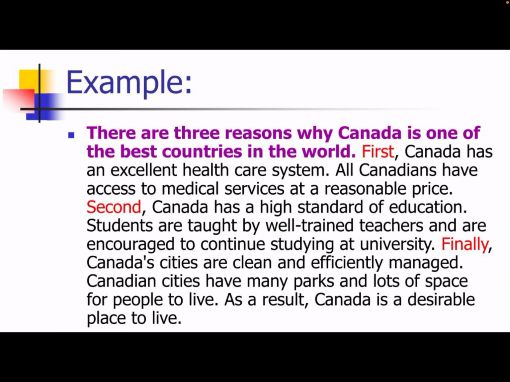And then I have my conclusion, which is: Finally, Canada's cities are clean and efficiently managed. And I talk a little bit more about it. Canadian cities have many parks and lots of space for people to live. As a result, Canada is a desirable place to live.